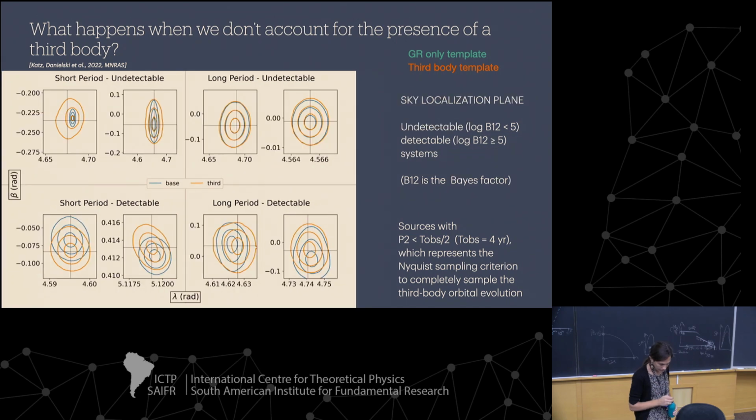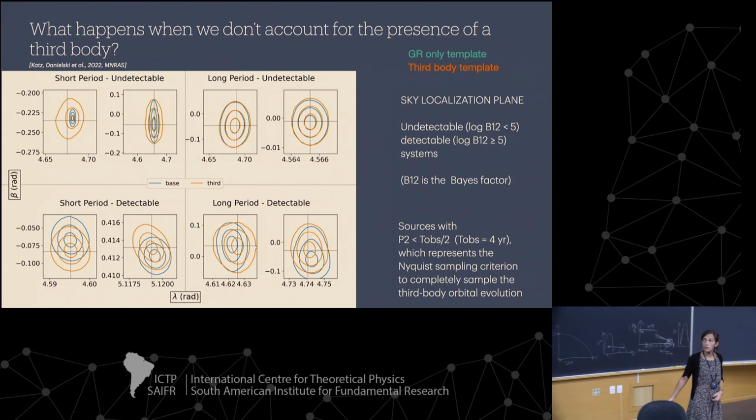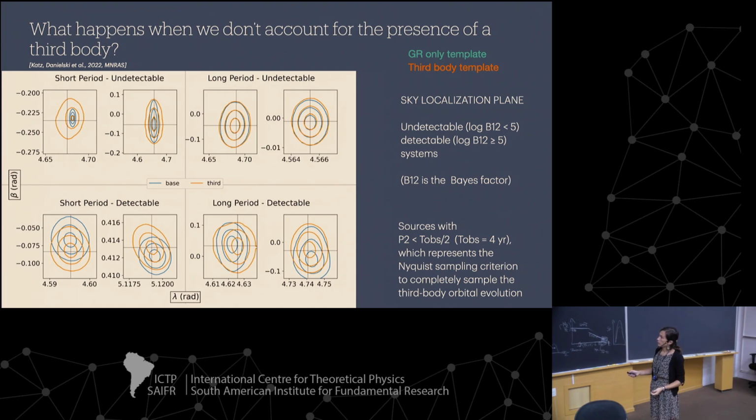And so on. And this was for the sky localization plane, because obviously you need to understand where the signal is coming from in your sky, right? So this was as a function of the sky localization. Again, undetectable, you don't see much of a difference because more or less they really overlap very well. And in here, you can indeed detect them.